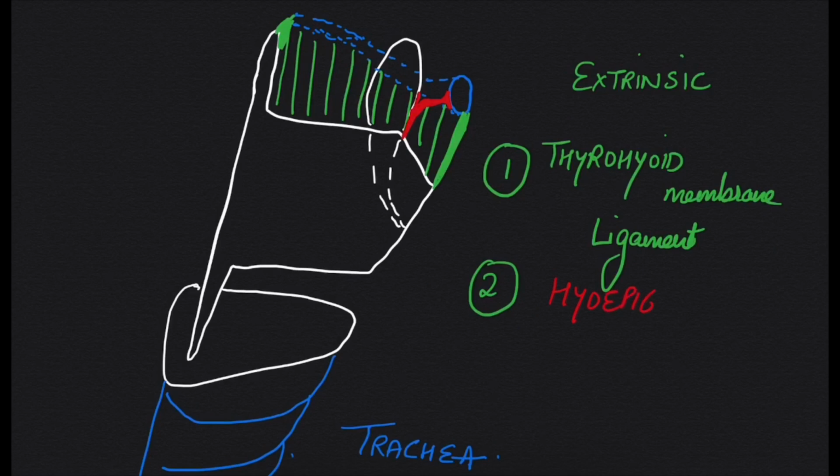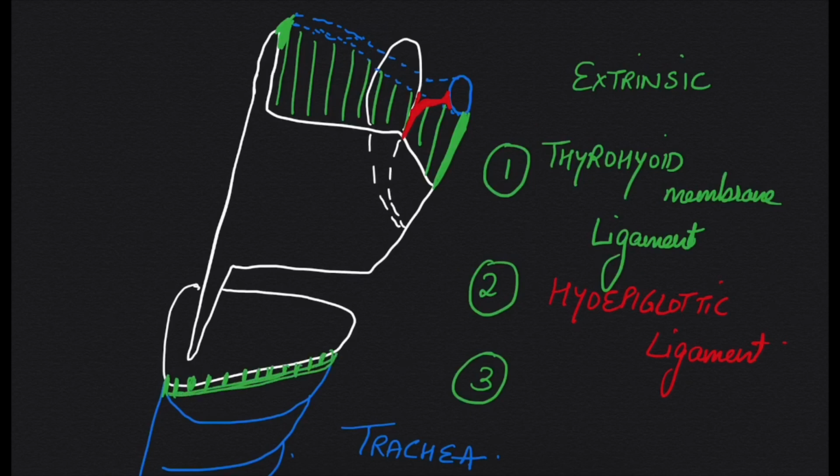Second, we have the hyoepiglottic ligament, about which we have already read, attached from the hyoid bone to the anterior surface of the epiglottis. Again, it is an extrinsic ligament. Third, we have the cricotracheal ligament. See, it is connecting the cricoid inferior border to the trachea. So it is the cricotracheal ligament.